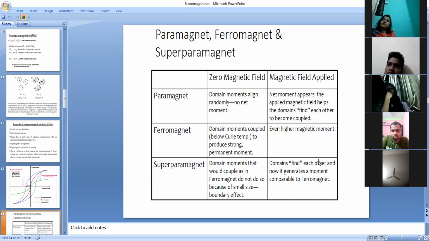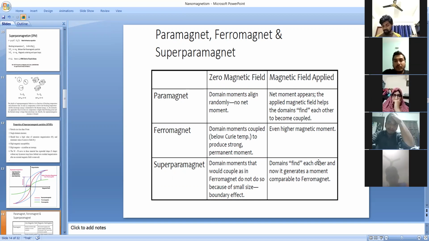This is paramagnetism, ferromagnetism, and superparamagnetism.